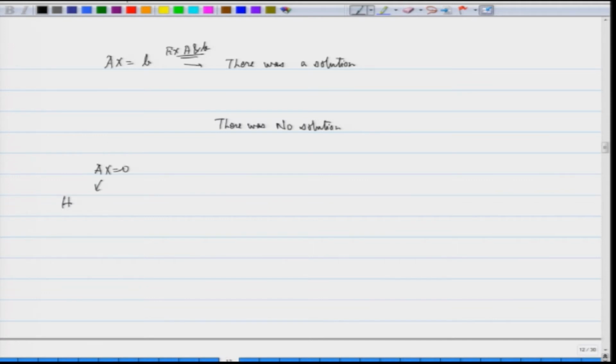And then we had another system, what was called Ax = 0, the homogeneous system corresponding to that. And here also we had two parts. One was, what was one part? That it has a trivial solution, and that it has a non-trivial solution. So, we had these ideas with us.